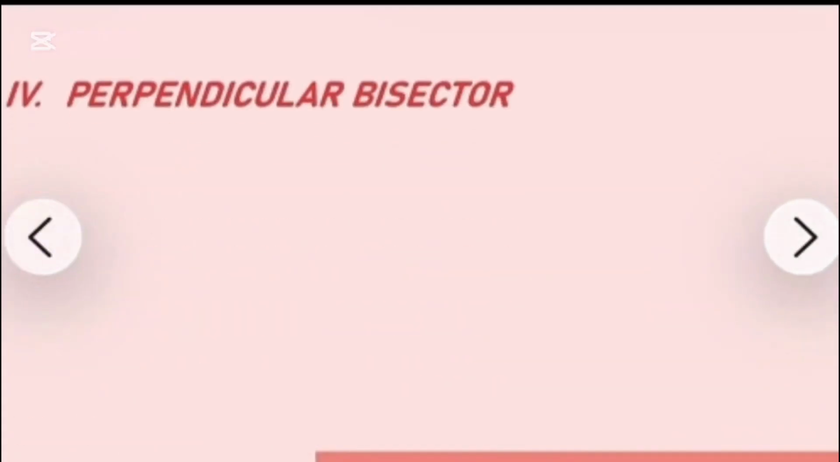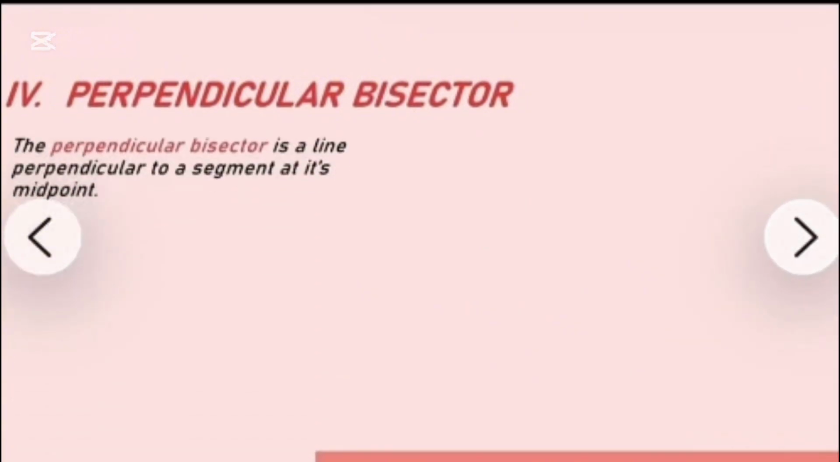Now the last special line, which is perpendicular bisector. Perpendicular meaning making angle 90 degrees, and bisector, as we said before, cutting something into two equal parts. So it's perpendicular to a segment at its midpoint. So it must be perpendicular to this segment, not at any point. It must pass through its midpoint.